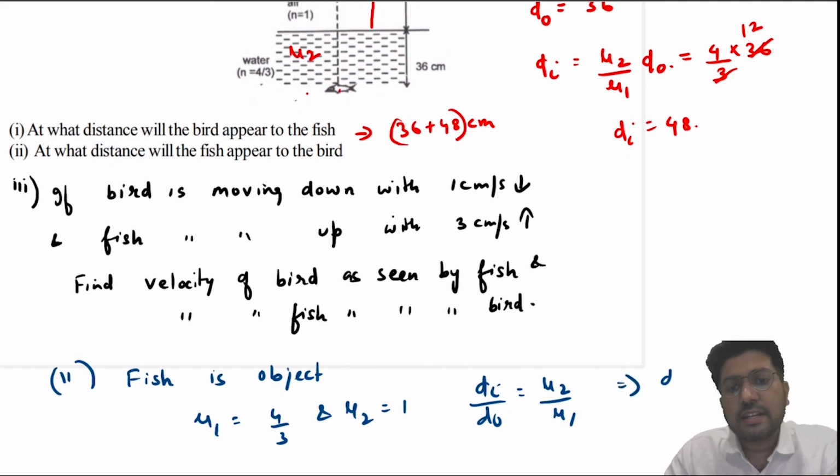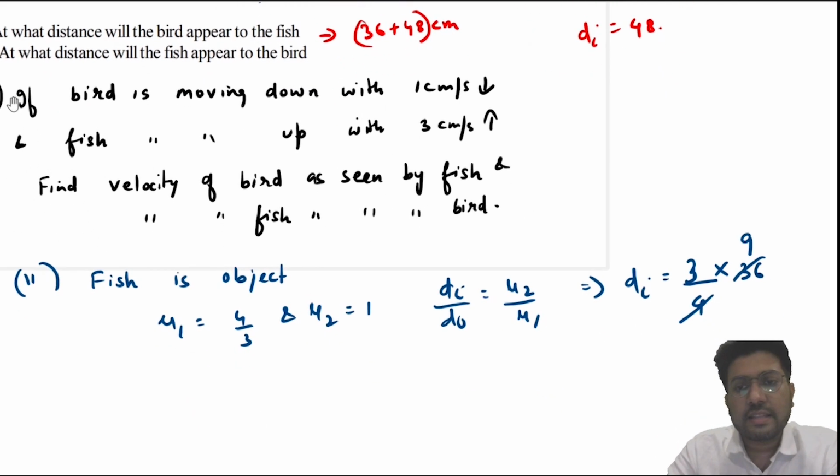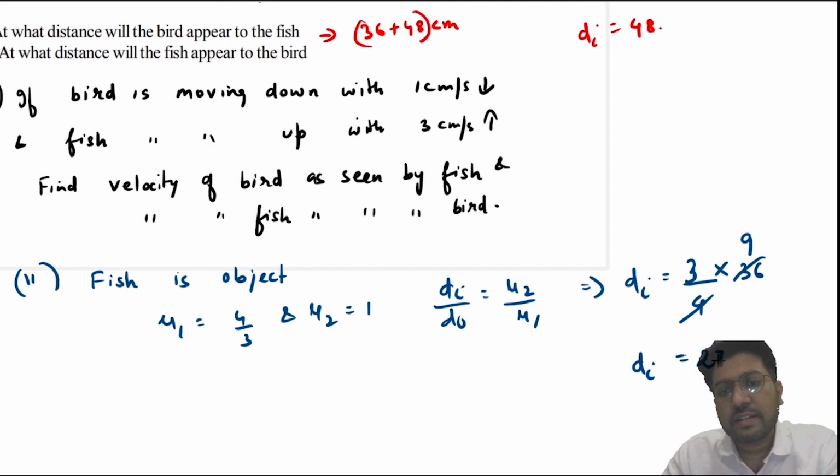So again you will write di is equal to mu2 by mu1, that is 1 by 4 by 3, that is 3 by 4, multiplied by do, which is 36. So this time you will get 9 fours are 36, 9 threes are 27. So this time you will get di is equal to 27.